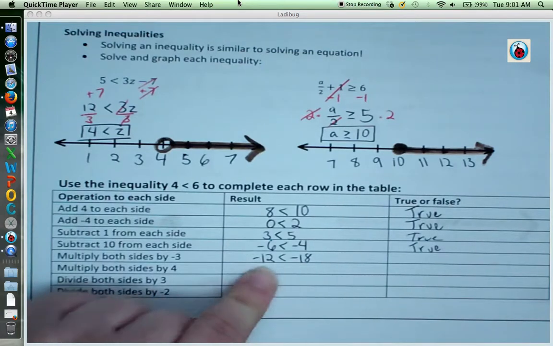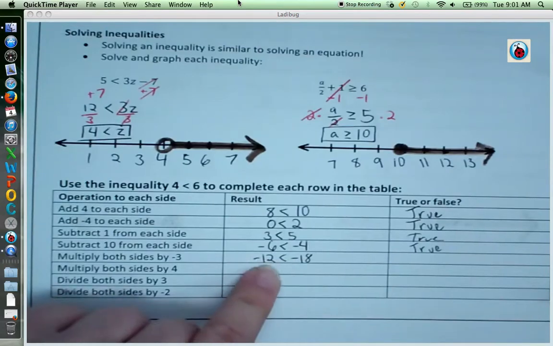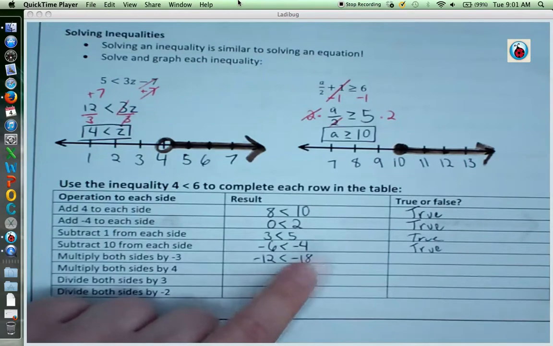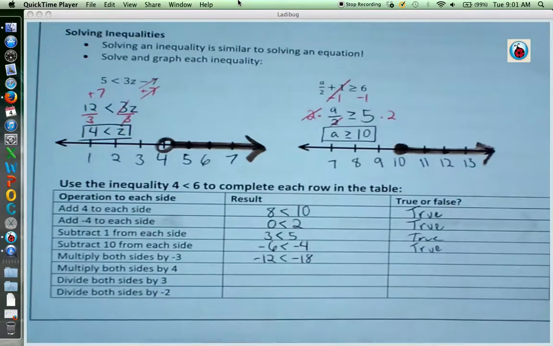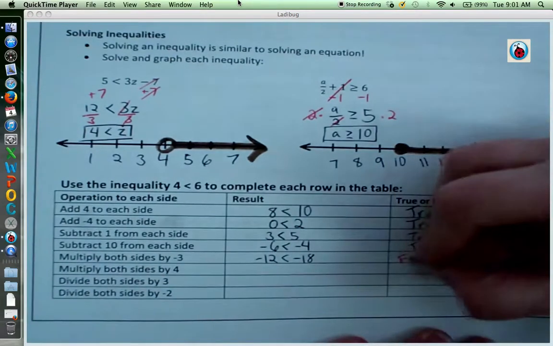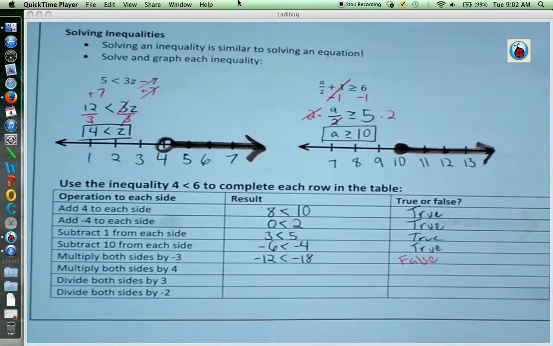Well, if I think about a number line, negative 18 would be to the left of negative 12 on a number line. So actually negative 18 is the smaller number. Negative 18 is less than negative 12. So we finally have something that is false. Interesting. We'll come back to this. Let's finish up these last three.